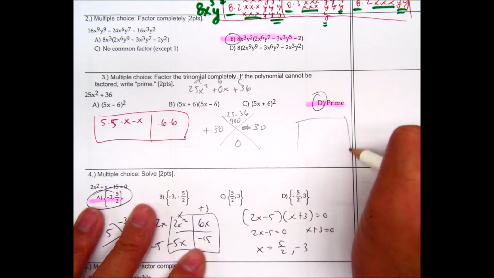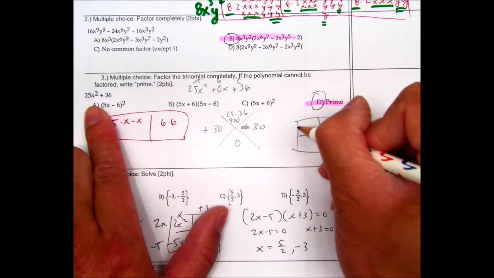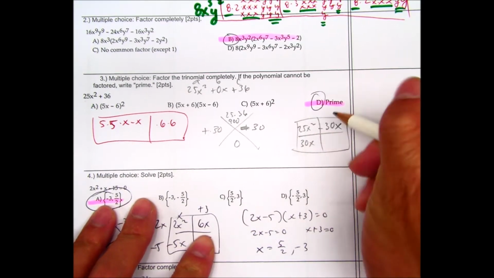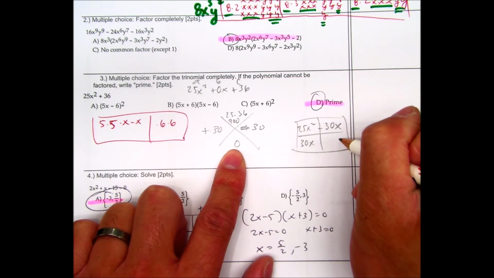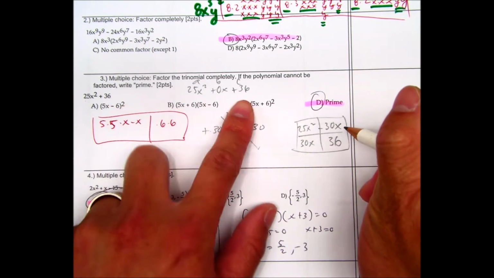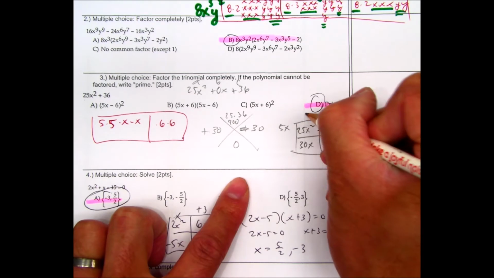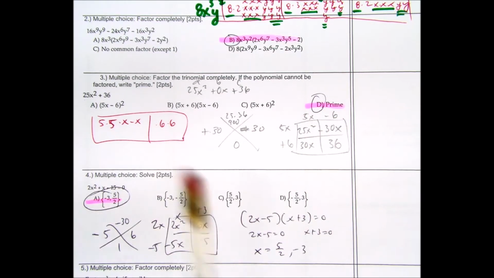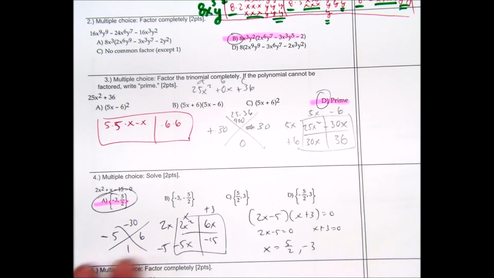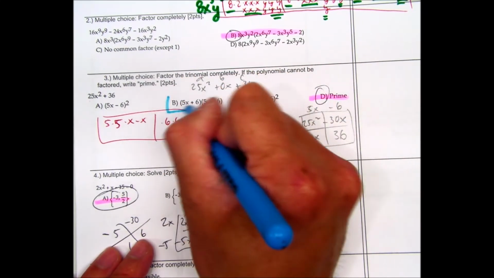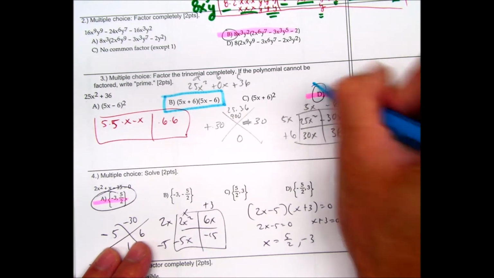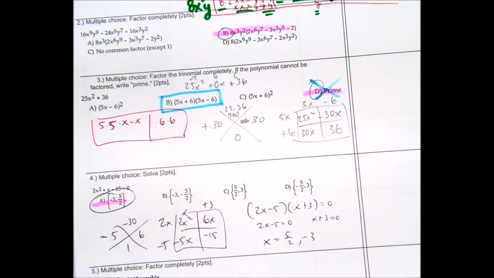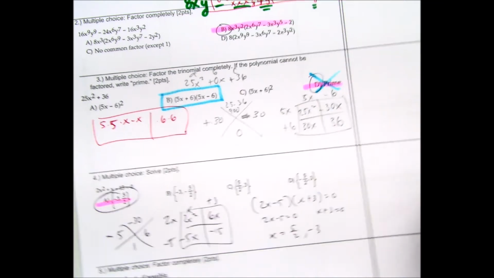And then if I put that into my box, that would be 25x squared, 30x, minus 30x. And this would be, my C value is 36. C value, 36. So this would be 5x, 5x. This would be plus 6, and this would be a minus 6. So actually, I need to go back and change your answer. The answer is B. This is a difference of squares.